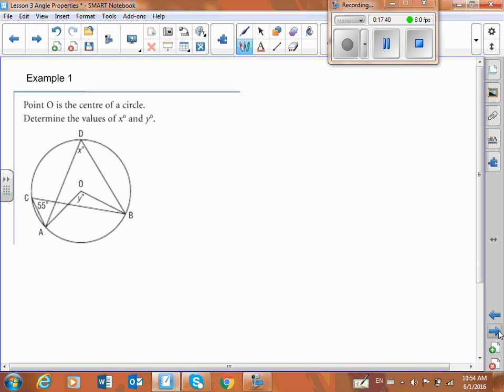So, example 1, we have point O as the center of the circle. We're going to determine the value of x and the value of y. So let's start with angle x. Before we can do anything, we have to look at what we're given. I want you to notice we're given an angle down here, and I want you to get in the habit of writing the name of that angle. So that is angle ACB, and we know that angle ACB is 55 degrees.